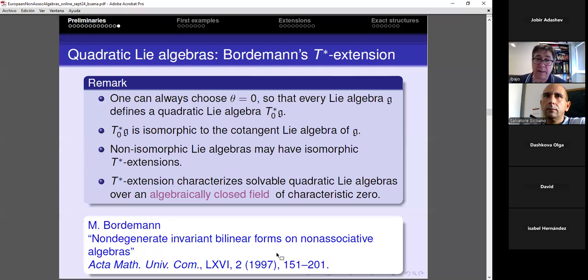A few things: these things that I have already told you, the case theta equals 0 defines the cotangent Lie algebra. The main problem with T-star extensions is that non-isomorphic Lie algebras may have isomorphic T-star extensions, so it is not so good to make classifications, but it works very well to make new constructions of quadratic Lie algebras.